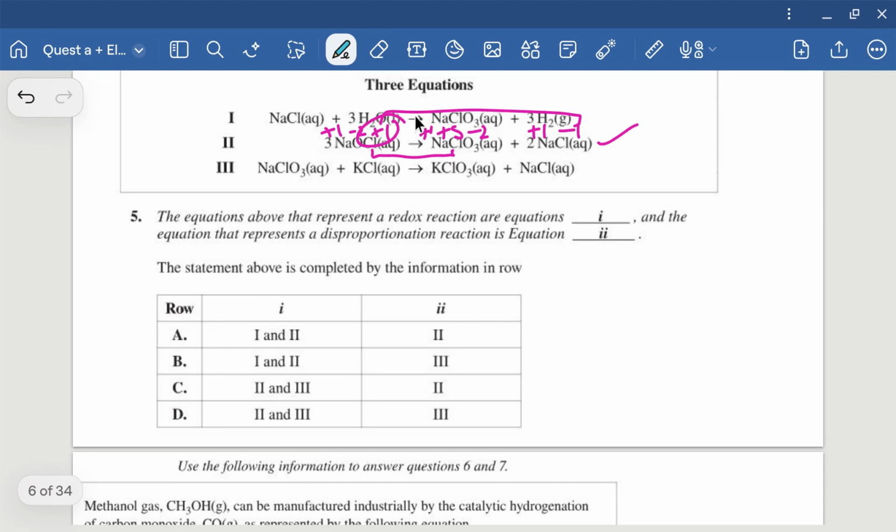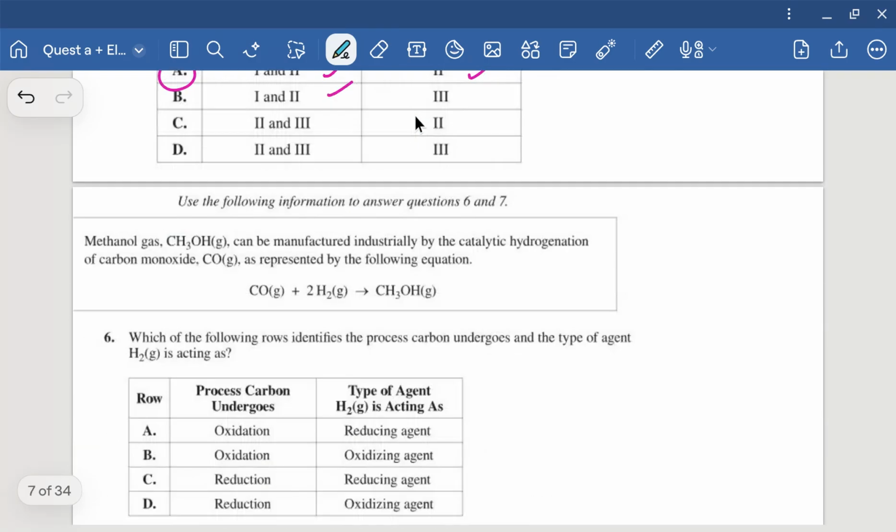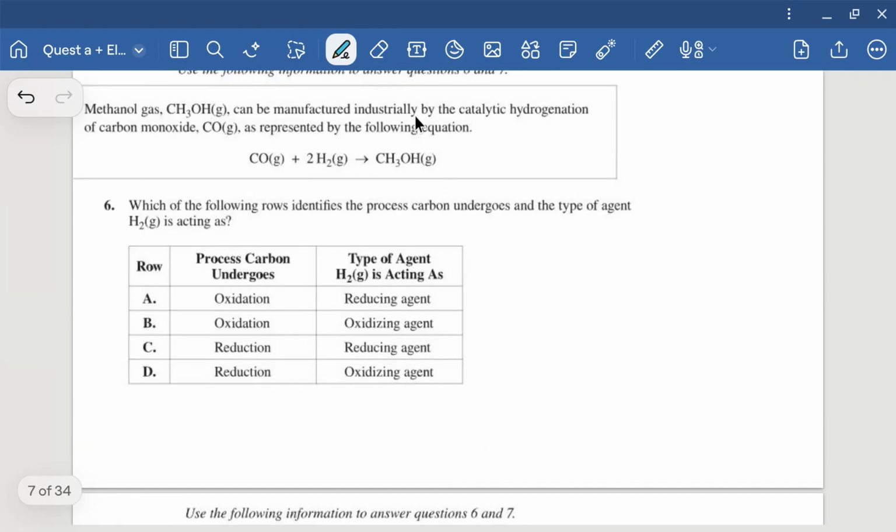disproportionation. So I'm not even going to check the last reaction because I know reaction 1 and 2 both work, and I know reaction 2 is the one that's showing disproportionation. I want to double check that. Yes.